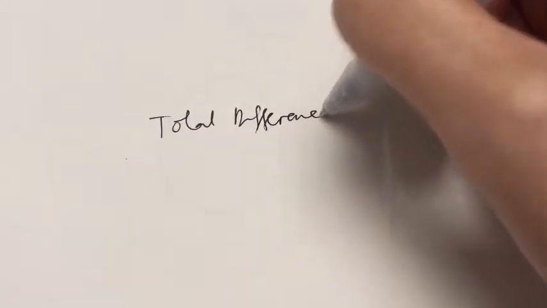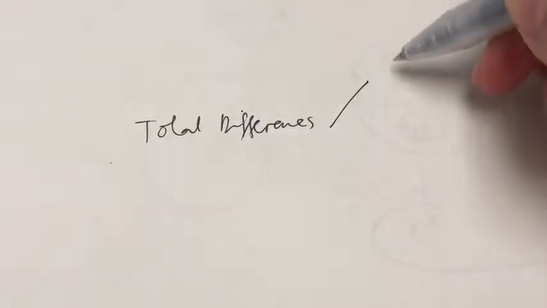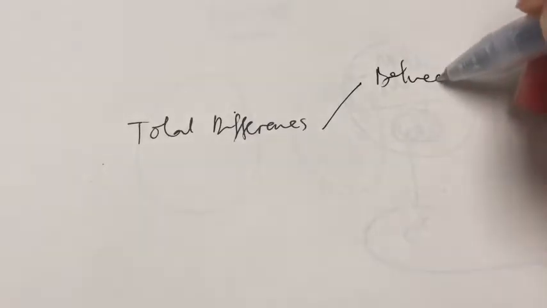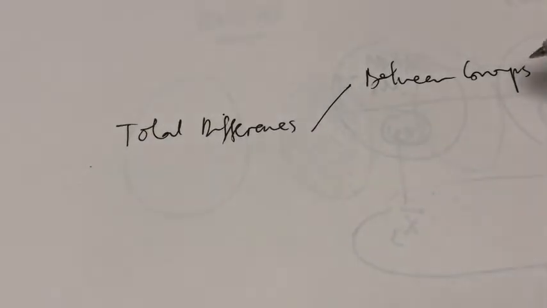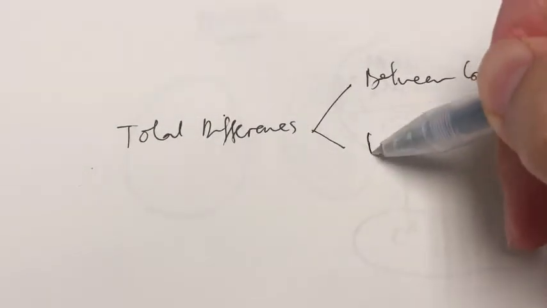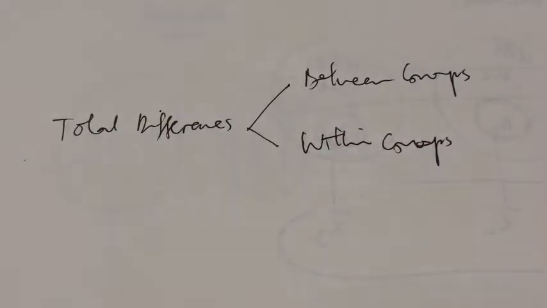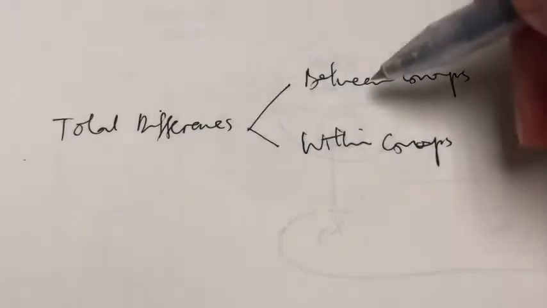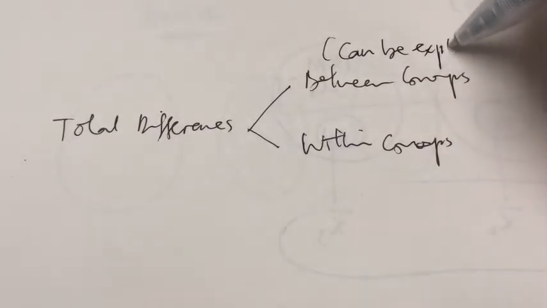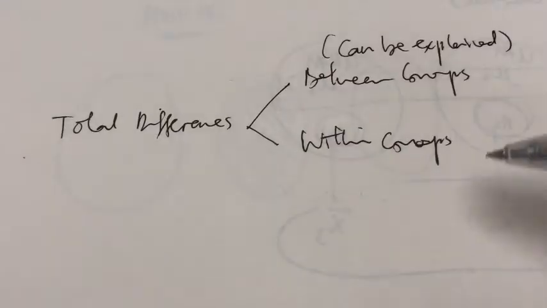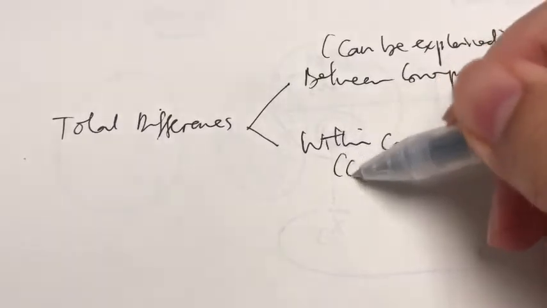To recap, we've got total differences in starting salaries between the 3 different institutions. So these total differences can be divided into differences that arise between the groups, between IIUM, between UKM, and between UM. And there's also differences that arise within the groups. I've also mentioned to you just now, the differences that arise between the groups can be explained, whereas the differences that arise within the groups are a bit difficult to explain. So therefore, we write it as cannot be explained.